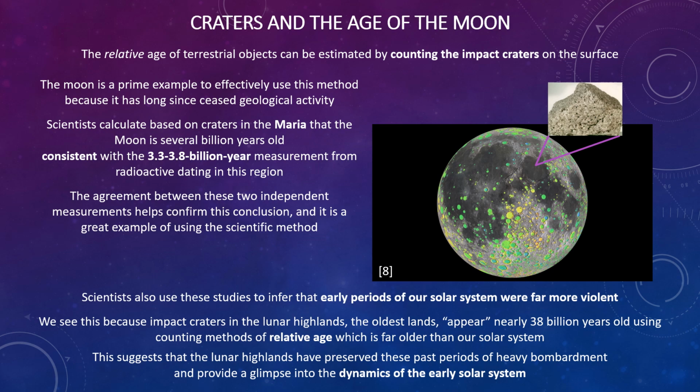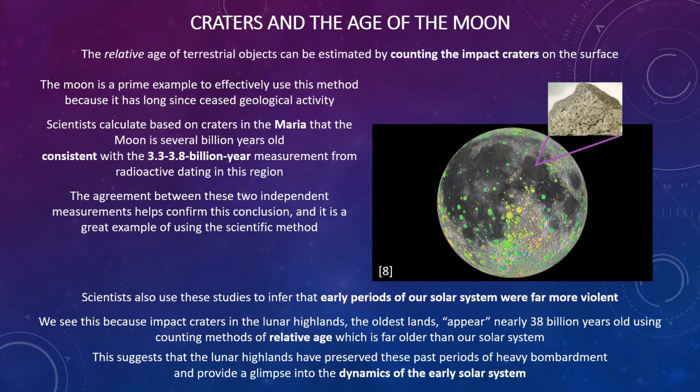The moon is actually a very good example of this because it ceased geologic activity such a long time ago, thus preserving those craters. Scientists calculated, based on the craters in the Maria, that the moon is several billion years old. This is consistent with the radioactive dating from samples taken there during the Apollo missions, which found that these regions were 3.3 to 3.8 billion years old. This agreement between two independent measurements really confirms the estimation that the moon is very old, and it is a great example of using the scientific method.